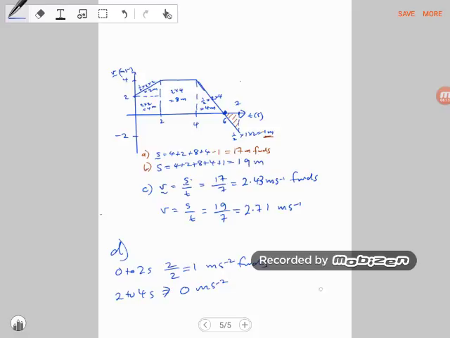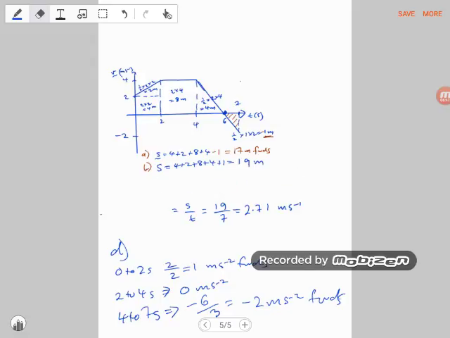And from that last section of the graph, 4 to 7, we have a rise of -6 during 3 seconds. So -2 meters per second squared forwards, or 2 meters per second squared backwards. I'm running out of room a bit here, so I'll rub out some of that stuff just above. You should have noted that down, or you can just rewind the video and have another look at that.